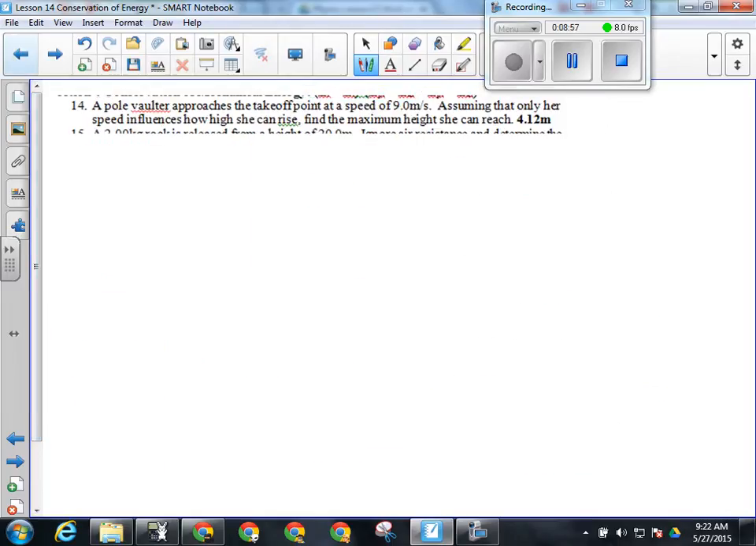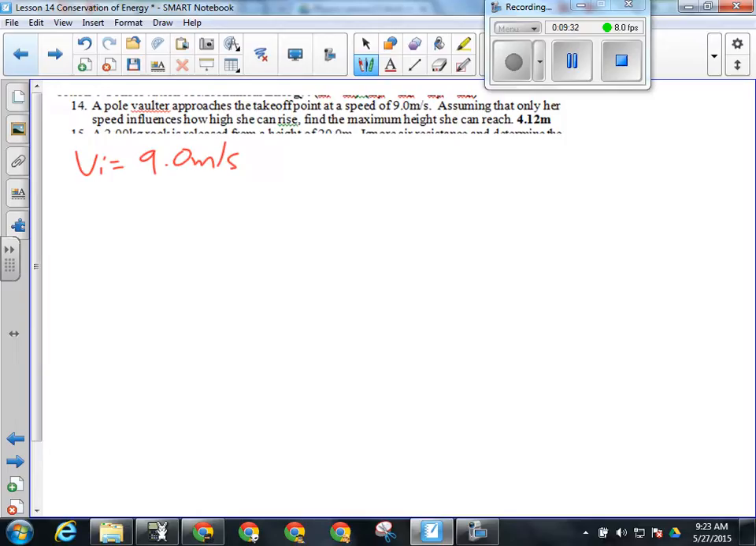14? All right, pole vaulter approaches the takeoff point at a speed of 9 meters per second. All right, since that's where the question starts, I'm going to assume that that is VI. Okay. Assuming that only her speed influences how high she can rise, find the maximum height she can reach. All right. So in pole vault, we're going to simplify it here and assume she vaults straight up in the air. You wouldn't do that in real pole vault because that would result in you falling on your head. Okay. But we're going to just simplify it a little bit and say that that's what happened.